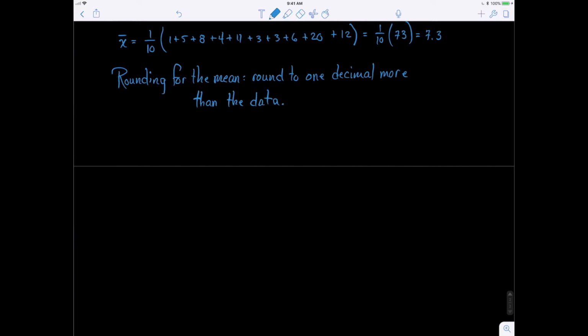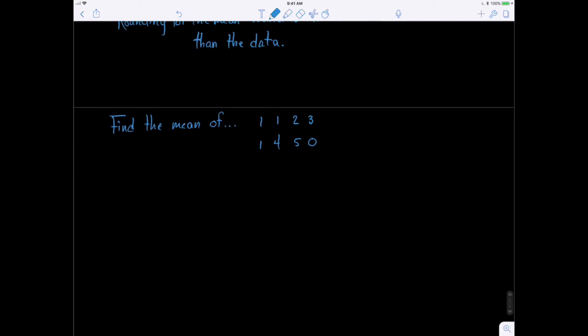So I'll just stop about there, and let's try this. We're going to find the mean of the following set. Here we go. We have 1, 1, 2, 3, 1, 4, 5, 0. Okay, so let's try this.